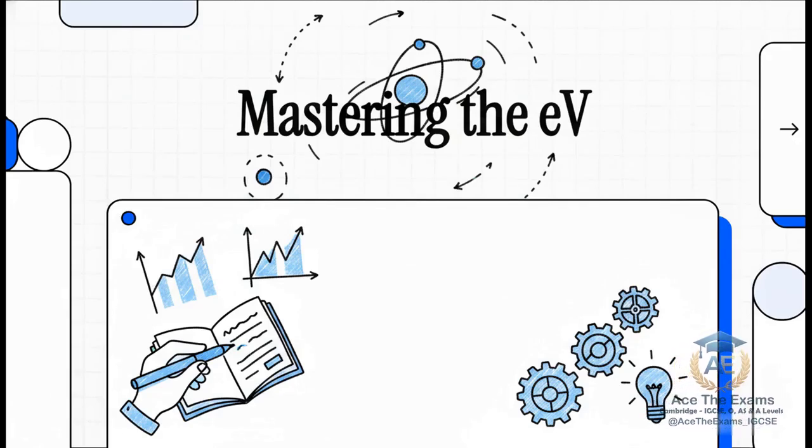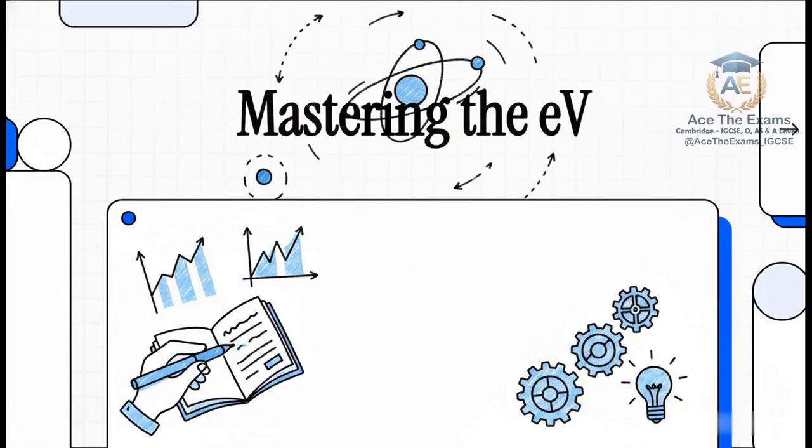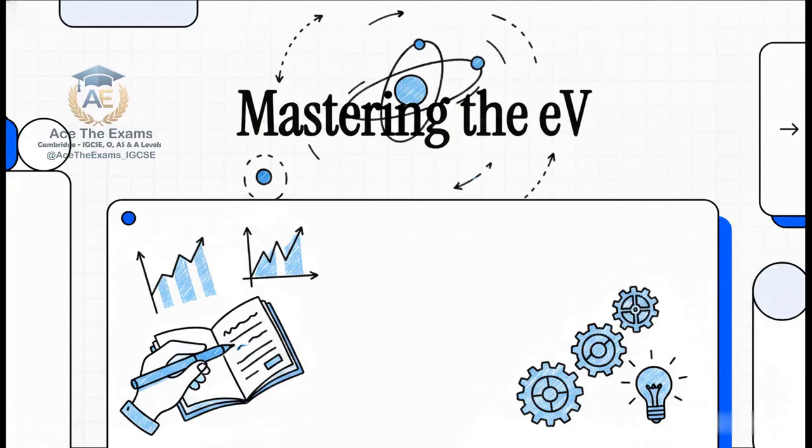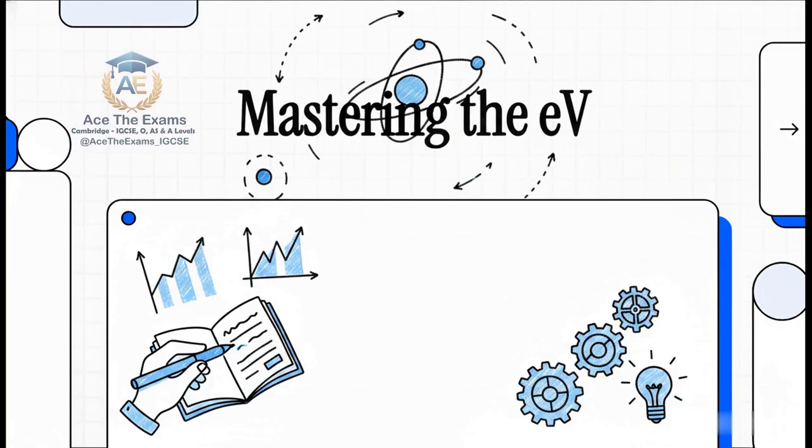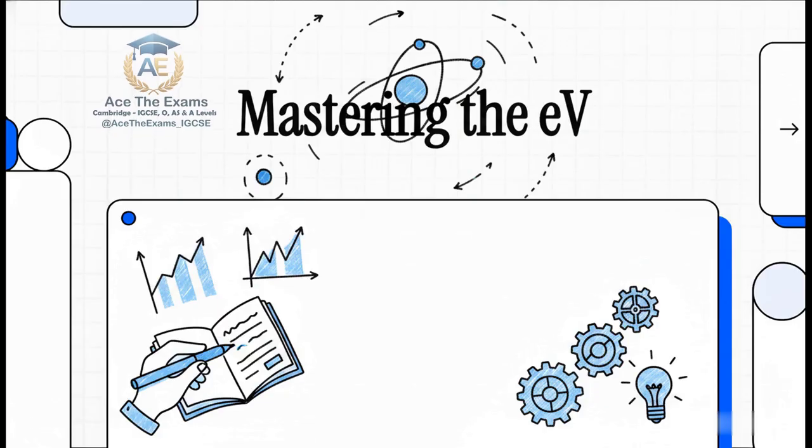When you are sitting in the exam hall taking your Cambridge physics paper, you are basically making split-second decisions about where to invest your time to get the absolute highest return on your marks. Today, we are opening up the examiner's playbook to master the electron volt, or eV, in Cambridge AS and A-level physics, specifically syllabus code 9702.